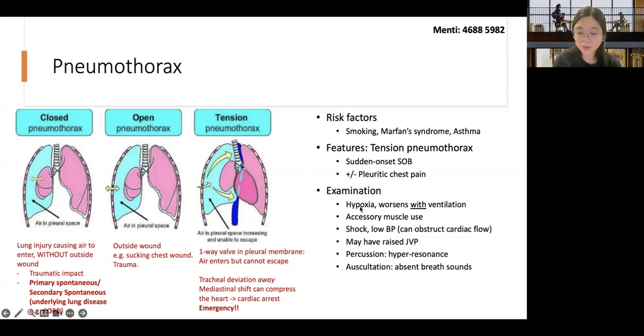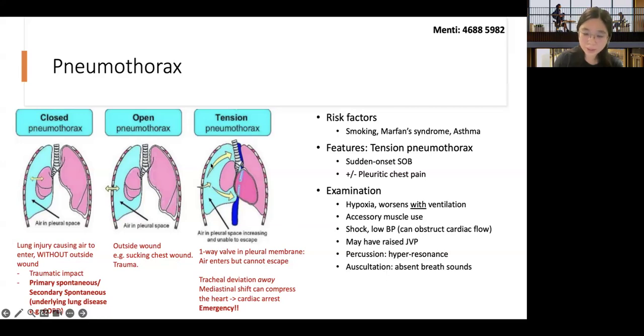And on examination, you can see the tracheal deviation, hypoxia that worsens with ventilation because you're encouraging even more air into the pneumothorax. Accessory muscle use is just like respiratory distress. If you're going into shock, you would have a sudden drop in blood pressure. As we mentioned just now, hyperresonance on percussion.